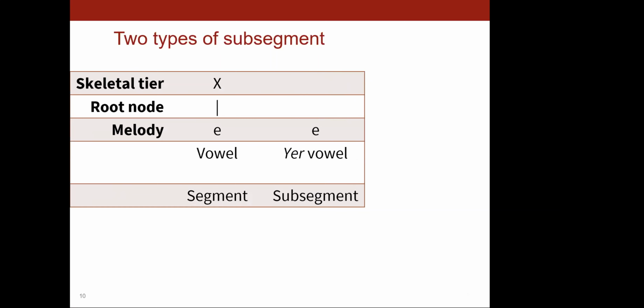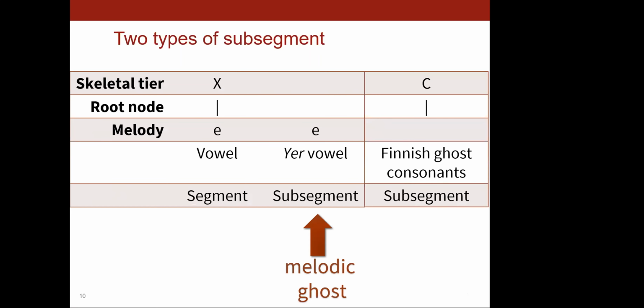Because this type of subsegment is composed of a melody but lacks the skeletal tier, we can call this type of ghost a melodic ghost because it contains the melody. A logical extension of this subsegmental typology is to consider a ghost element that is specified for its skeletal structure but unspecified for its melody. We can call this type of ghost element a skeletal ghost because it has a skeleton but no melody.